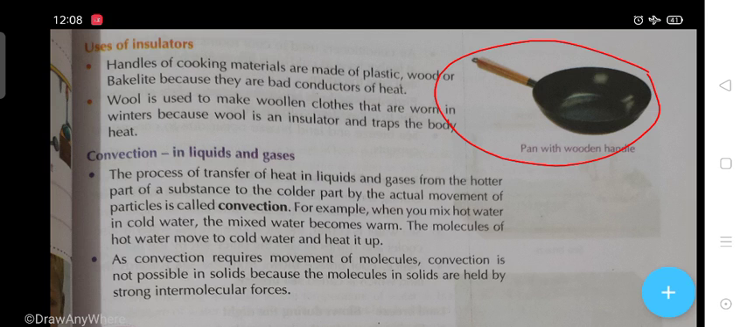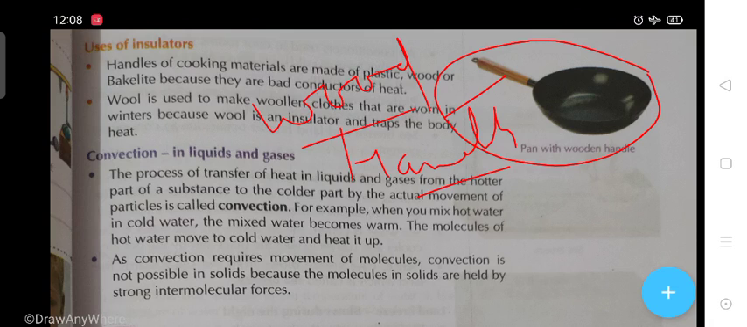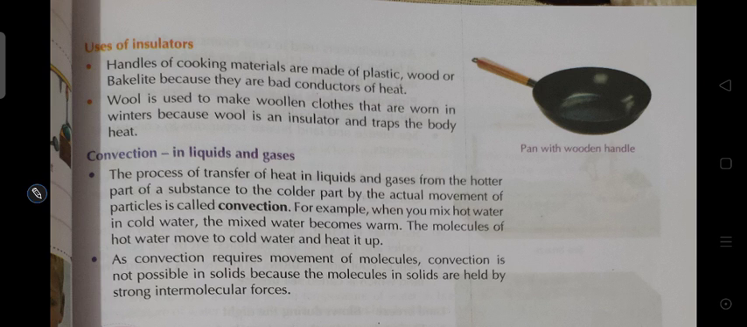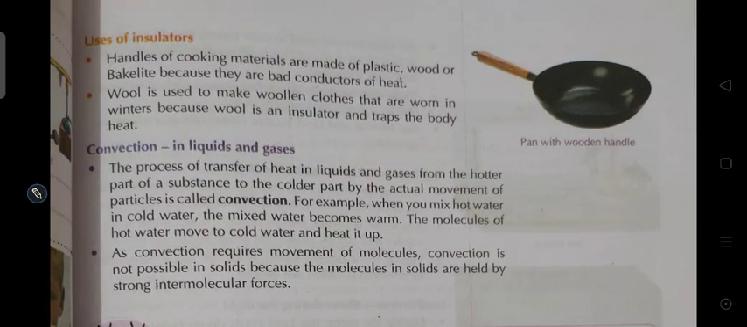In this picture, as you see, the handle of this utensil is made up of what? Made up of wood. So through that utensil the heat will not transfer to the handle because it's made up of wood or plastic. And therefore in winter especially we prefer woolen clothes to protect us from the harsh weather like the cold, because it prevents the heat of our body from transferring to nature.